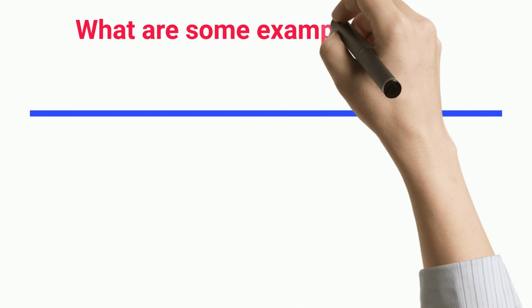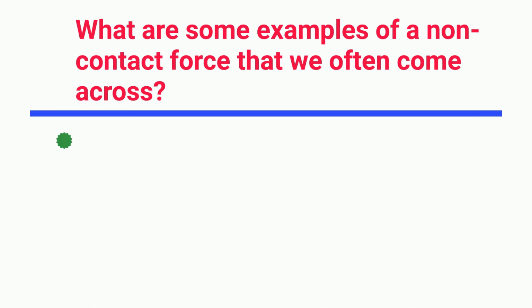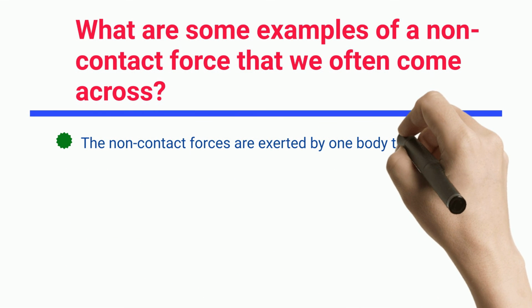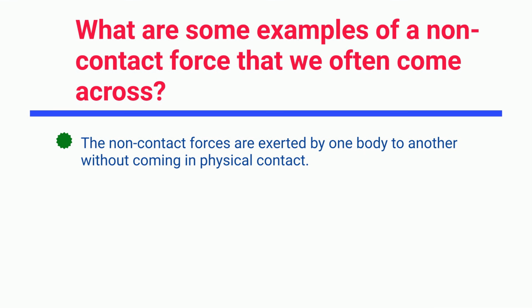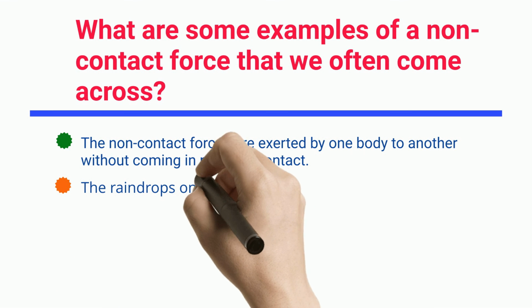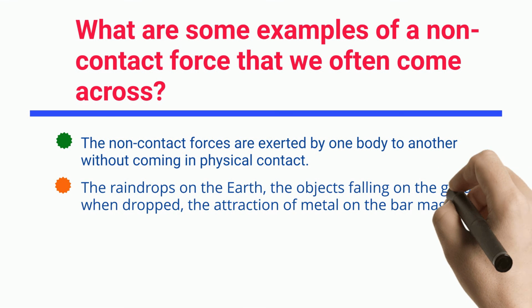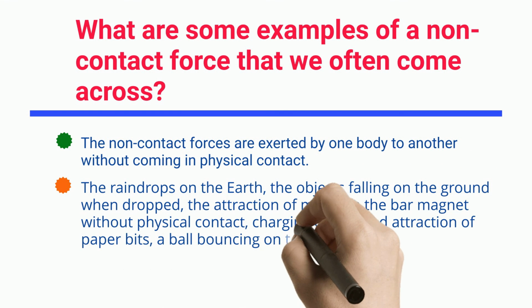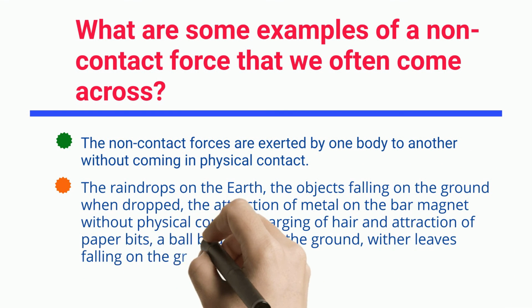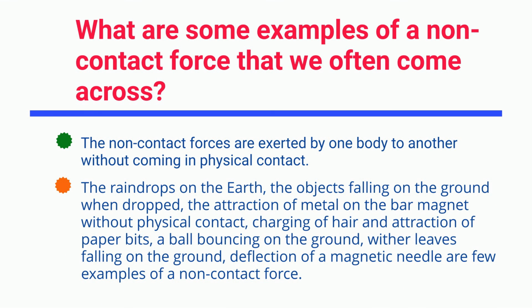What are some examples of a non-contact force that we often come across? The non-contact forces are exerted by one body on another without coming in physical contact. The raindrops on the earth, the objects falling on the ground when dropped, the attraction of metal to the bar magnet without physical contact, charging of hair and attraction of paper bits, a ball bouncing on the ground, withered leaves falling on the ground, deflection of a magnetic needle are a few examples of a non-contact force.